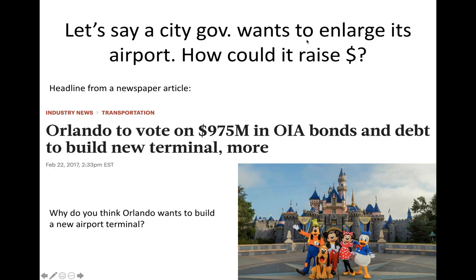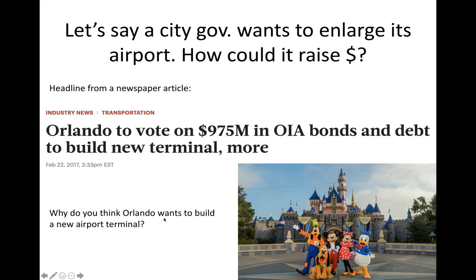Let's say a city government wants to enlarge its airport. How could it raise money? Well, it could raise taxes. Is that going to be popular with the people? No. So another way to do it, another way to raise money is to sell bonds. And here's a headline from a newspaper article in 2017. Orlando to vote on a $975 million in Orlando International Airport bonds and debt to build a new terminal.